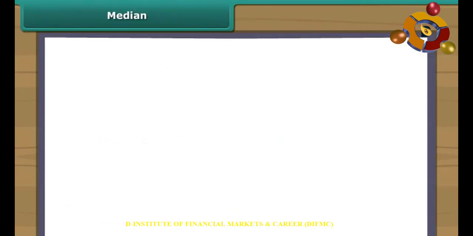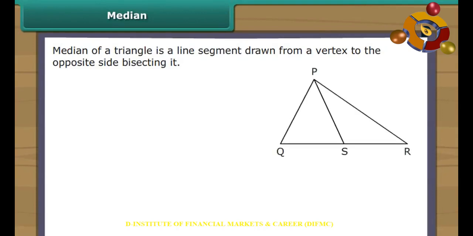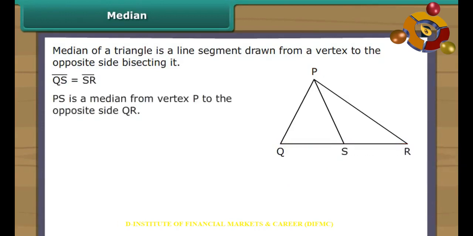Median. Median of a triangle is a line segment drawn from a vertex to the opposite side, bisecting it. In the figure, line segment PS is drawn from the vertex P to the opposite side, QR. It divides QR into two equal halves. Therefore, PS is a median from vertex P to the opposite side, QR. A triangle has three medians, one from each vertex.